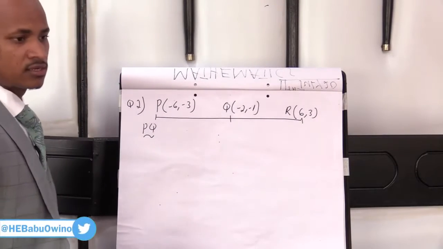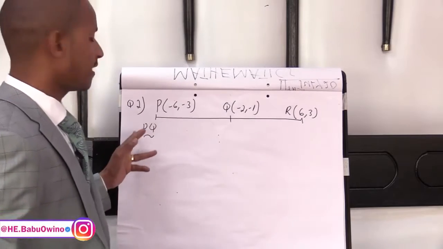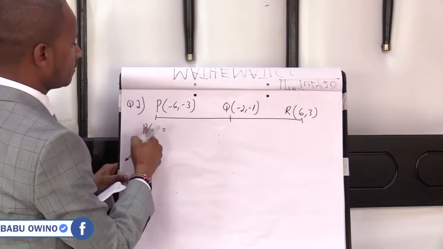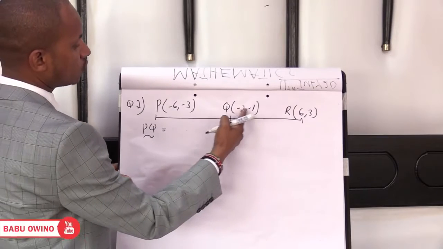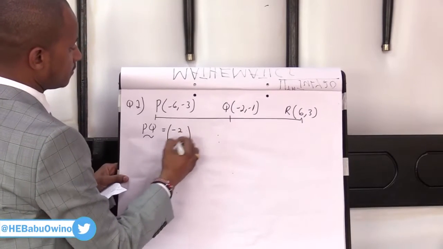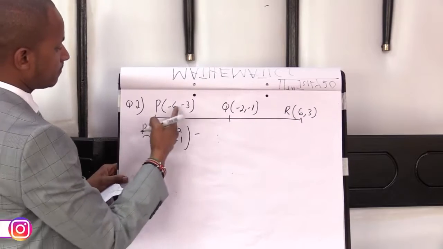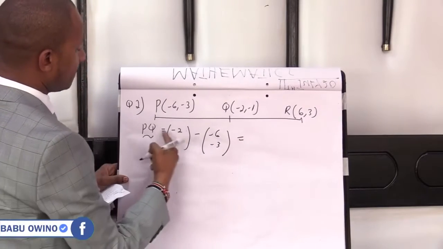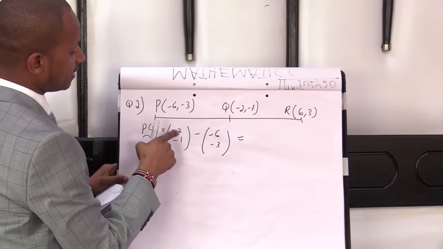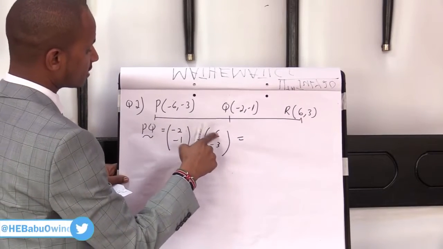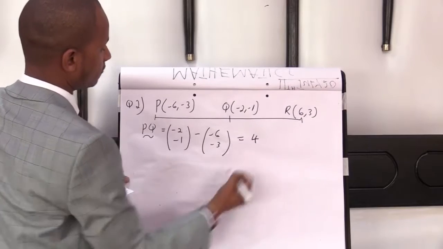Last time when I was telling you, PQ means Q minus P, as simple as that. So PQ means Q minus P. Now Q is minus 2, minus 1. In column vector form, you write it minus 2, minus 1. Then minus P. P is minus 6, minus 3. Therefore, PQ in column vector form is minus 2 minus minus 6, which is minus 2 plus 6, which is 6 minus 2. That is 4.